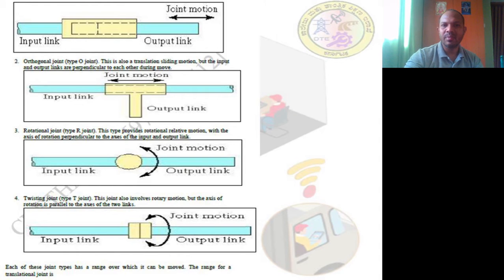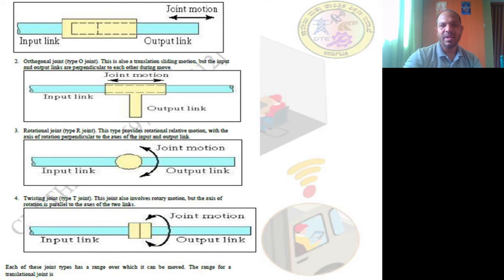is a joint which is also a translational sliding motion, but the input and output links are perpendicular to each other, where this is an output and this is an input, and the movements are perpendicular to each other. This is the orthogonal joint, denoted by O, whereas the rotational joint is denoted by R. L is a translation or linear joint. Is it clear? Now, this is a rotational joint.